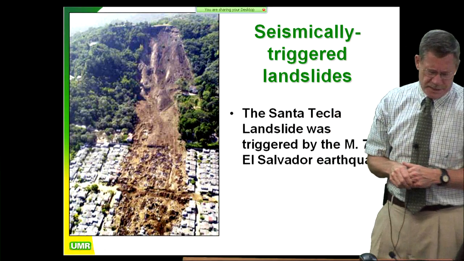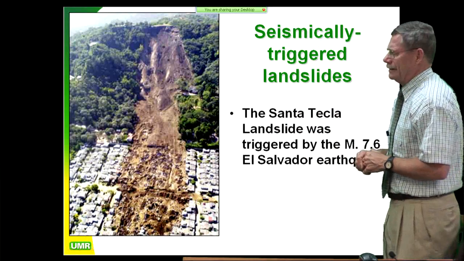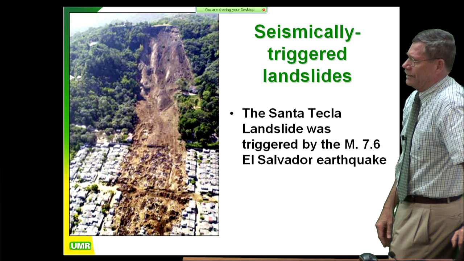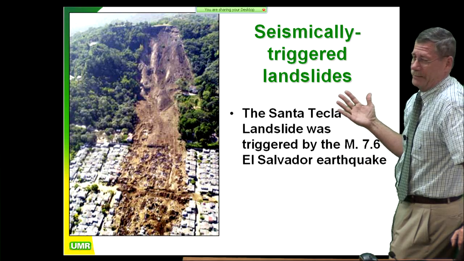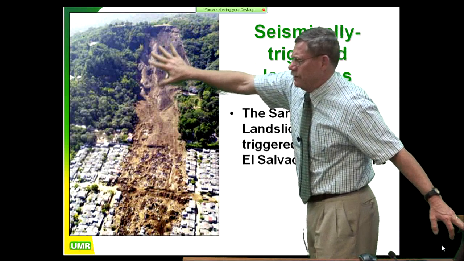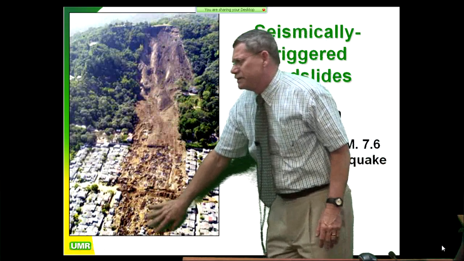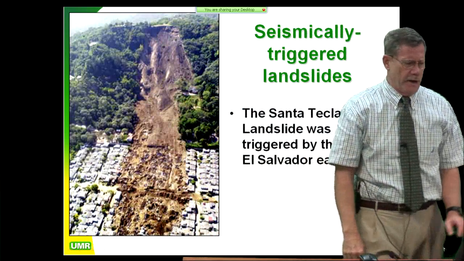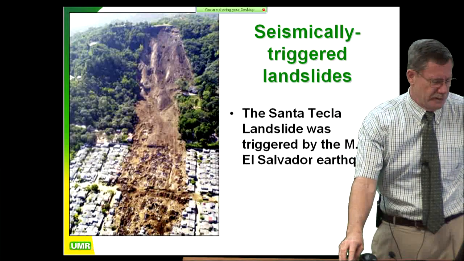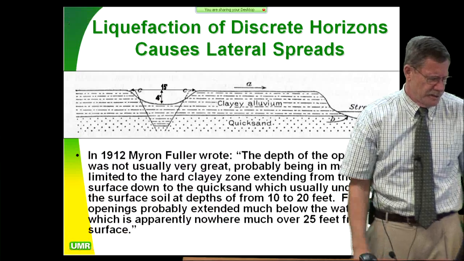Seismically triggered slides can be very, very deadly because they happen without any warning. You aren't going to see anything on the Weather Channel about it ahead of time like you do with a hurricane. And when they occur, they move very rapidly, and people don't have time to get out of their way. So they typically cause a lot of property damage and a lot of life and limb damage.